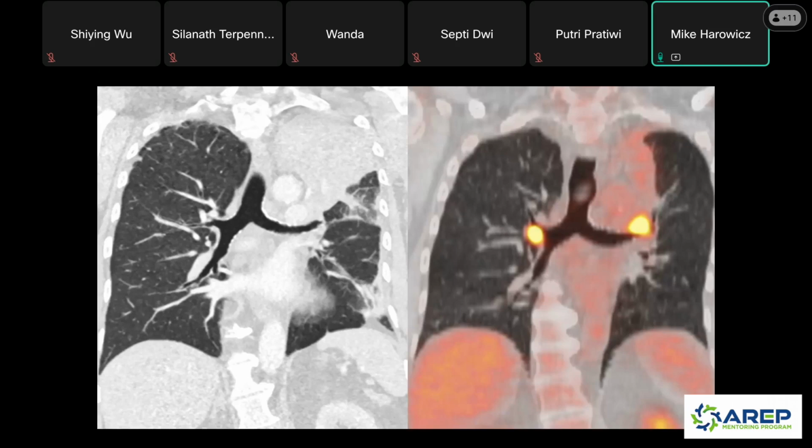And this person actually got a PET, and you can see on the right side, there's this focal nodule here, which is very FDG avid, and that's causing that left upper lobe collapse.